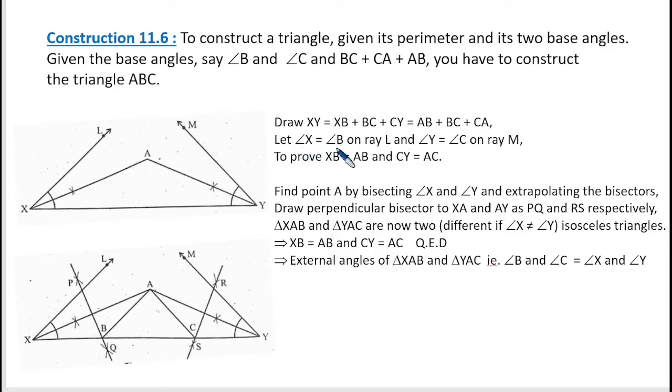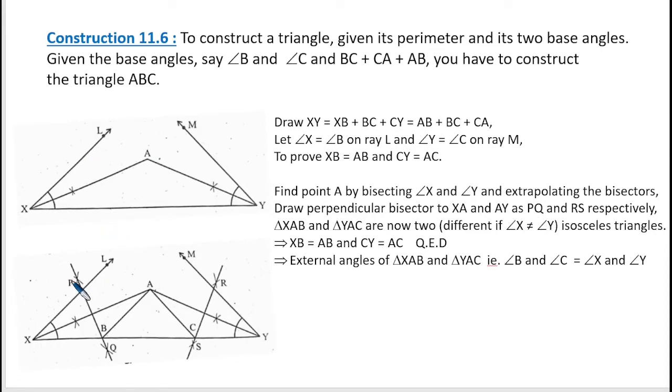So let angle X equal B on ray L, and let angle Y equal angle C on ray M. Okay, this is ray M. So we have to prove that XB is equal to AB and CY is equal to AC. Now first we have to find some point, say A here. How do we find the point? I bisect angle X and angle Y, and extend these bisectors till they intersect at some point, and call it A.